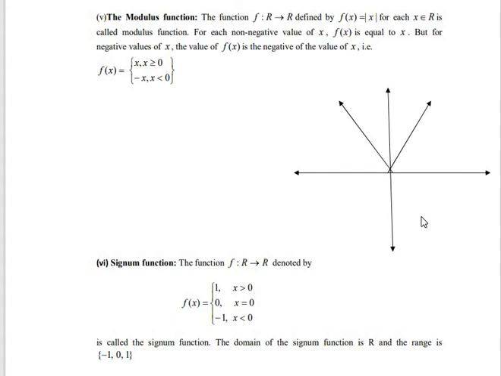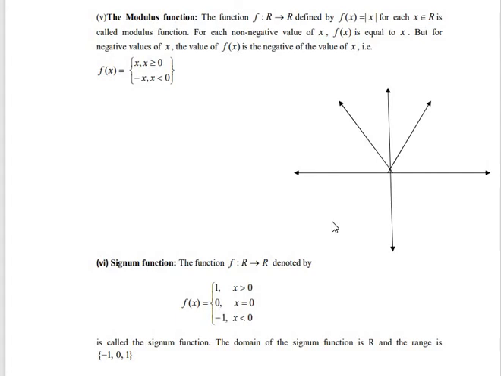Now suppose in your exam there is an MCQ where this graph is given and the question is to name the function of the graph. At once you have to write that this is the graph of a modulus function. So in this way also you have to remember the modulus function.